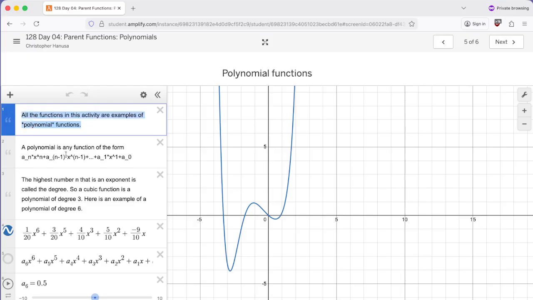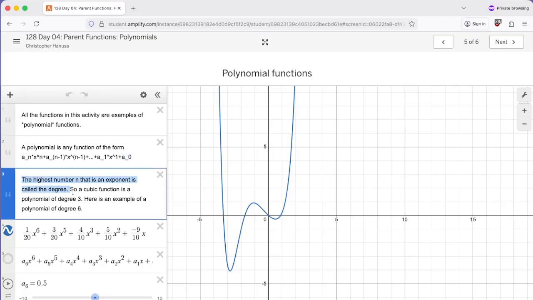A polynomial function is any function of the form something times x to the n plus something times x to the n minus 1 plus dot dot dot plus something times x to the 1 plus something, where all these somethings are numbers. The highest value, this x to the n, is called the degree of the polynomial.